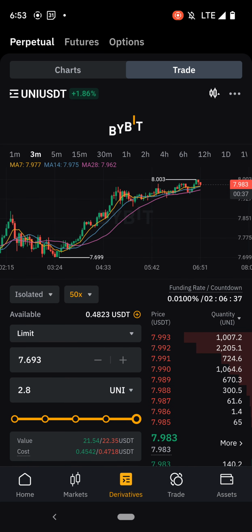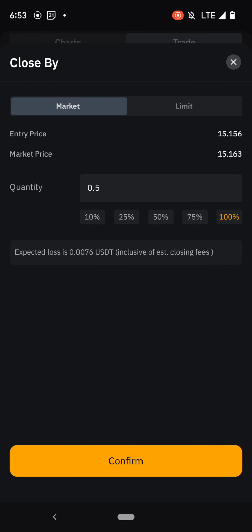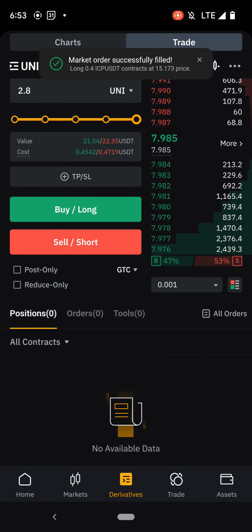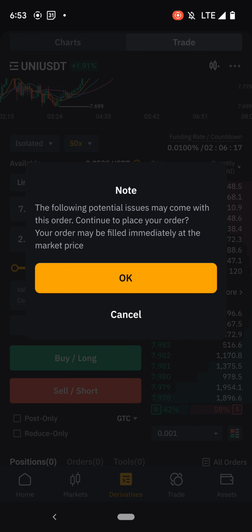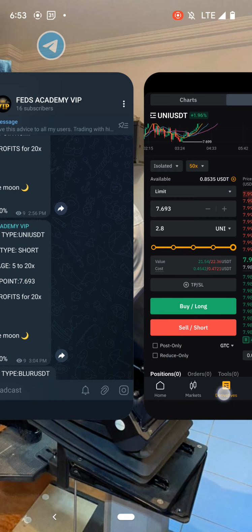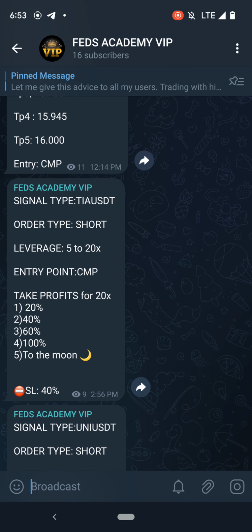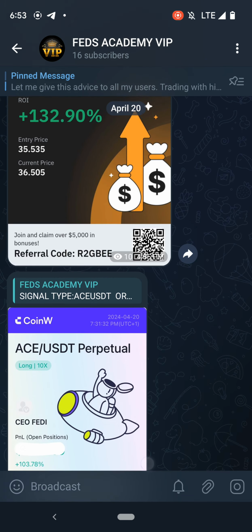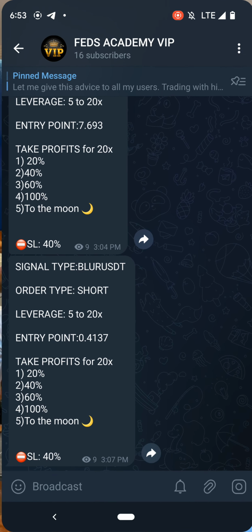Let me refresh. Let's just give it time. Network, I'm trying to close the ICP trade. Okay, let's now try to place this trade on UNI. UNI cannot go. Let us change the pair, UNI USDT. Let me look for another pair that is on short. Let me take BLUR USDT.